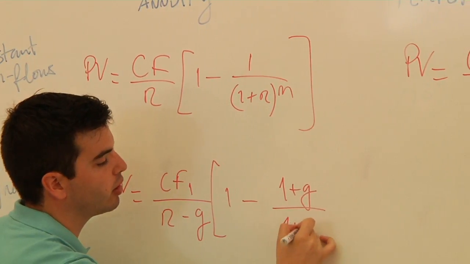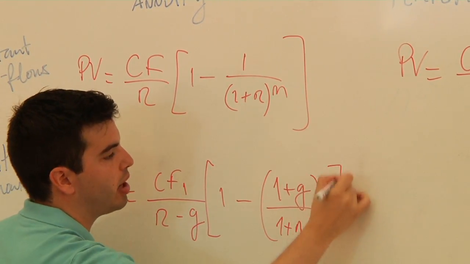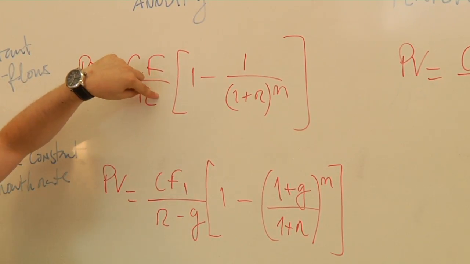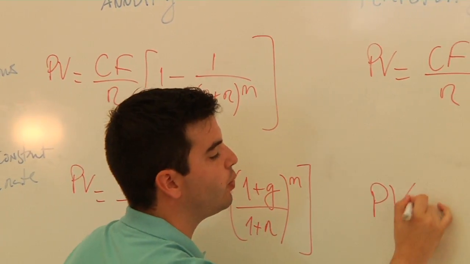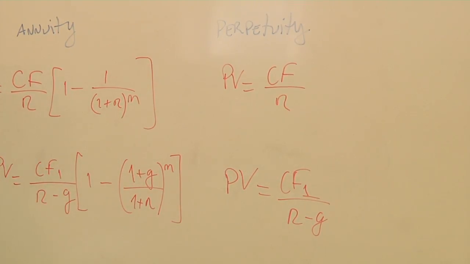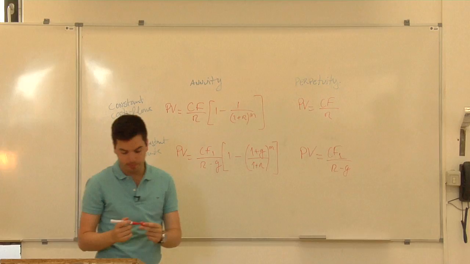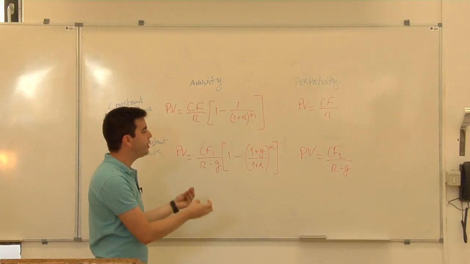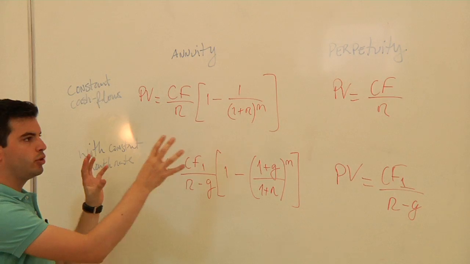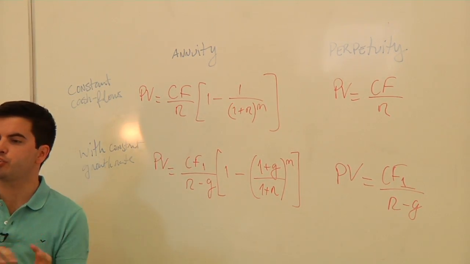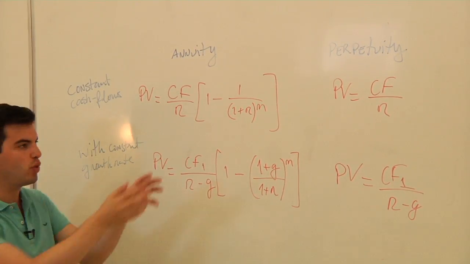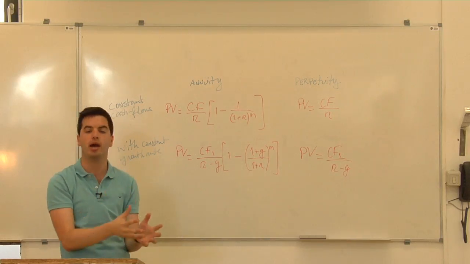We add here growth, and then we raise this to the power of n. So we are looking at a similar formula, we just add the growth rate here, and in the perpetuity we have also a small change, which is subtracting the growth rate in the denominator. So now we are also including the possibility of having growth on the cash flows. So these are the four formulas we can use for streams of cash flows. If we want to know the present value of these streams of cash flows, we just use one of these formulas depending on the scenario we have.